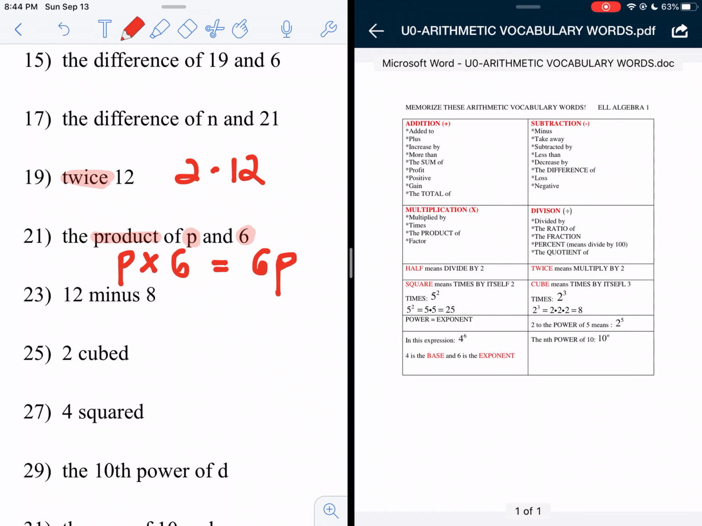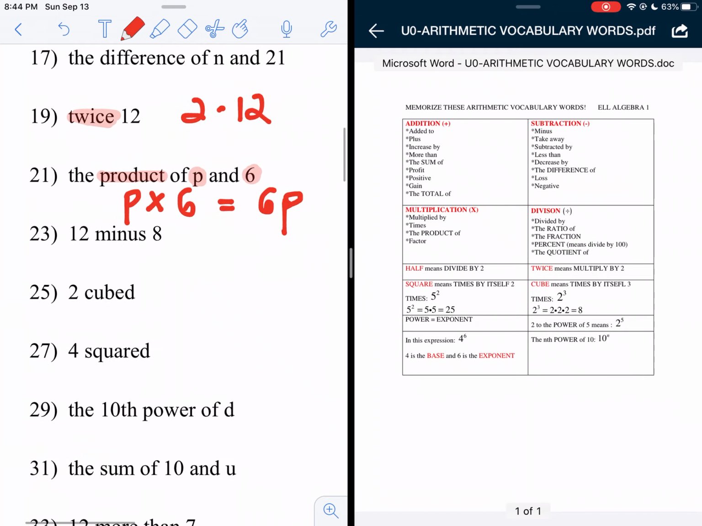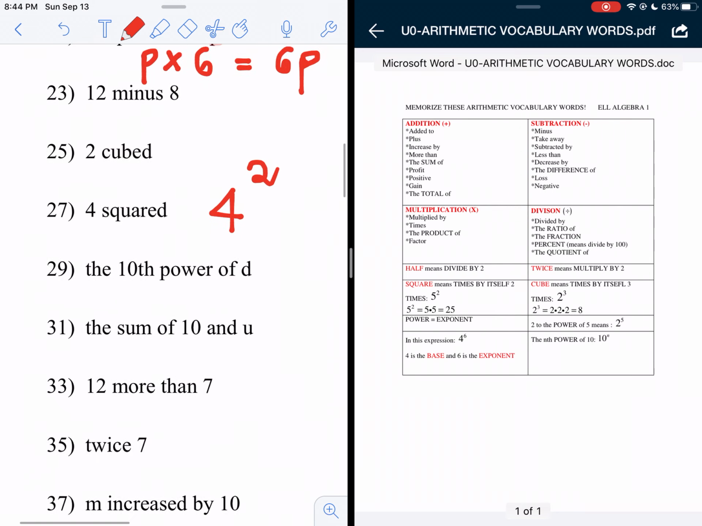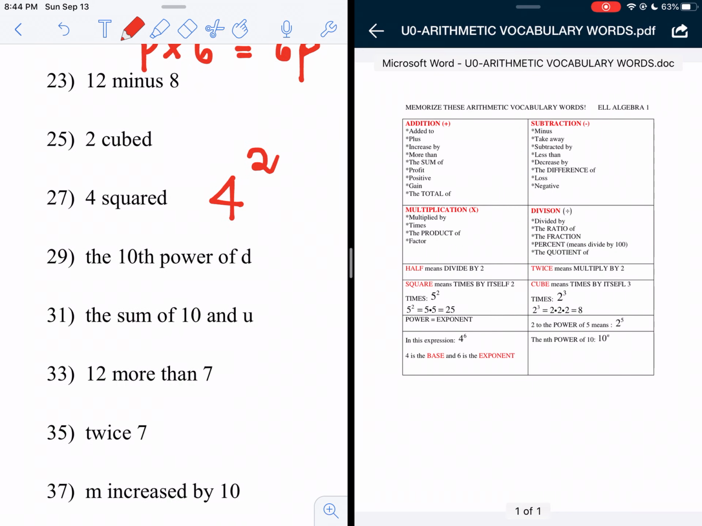All right, so let's do one more. Let's do number 27, 4 squared. Okay, so squared, if you look again, means to the power 2. So 4 is the base. You want to square it, okay? And then finally, let's do number 31, sum. That's the fancy word for plus. So you are adding two things together, and those two things are the 10 and the u. And that's your answer. All right, so hopefully this helps you with your assignment for this week.